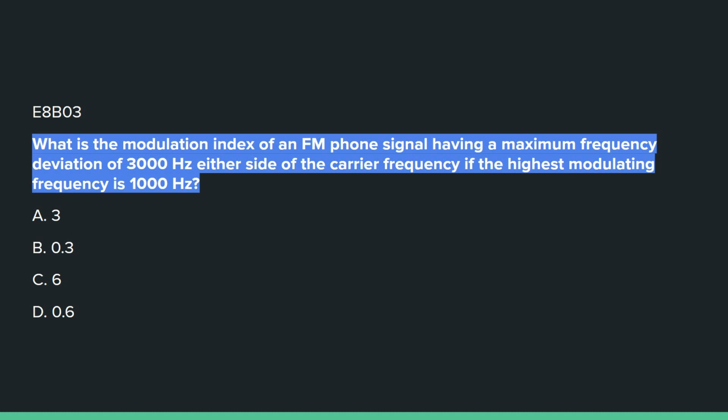E8B03, what is the modulation index of an FM phone signal having a maximum frequency deviation of 3000 Hz, either side of the carrier frequency if the highest modulating frequency is 1000 Hz? A. 3.